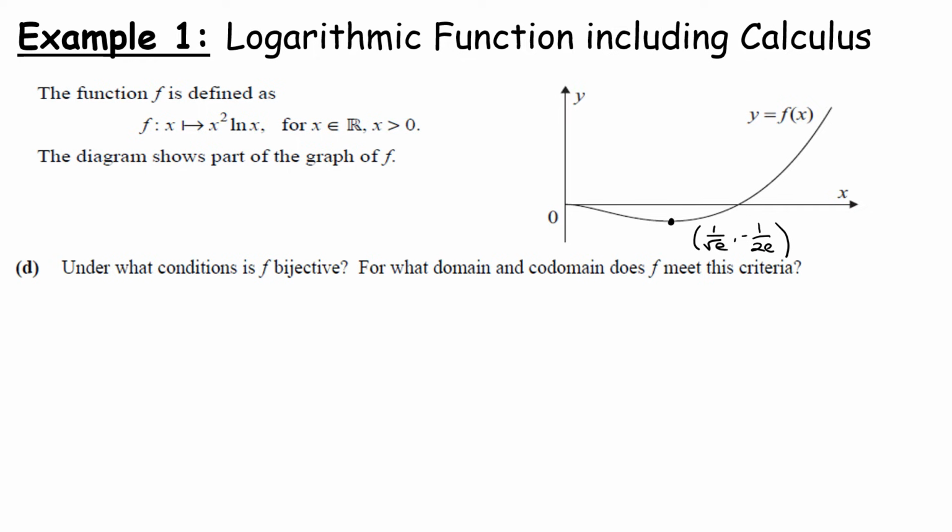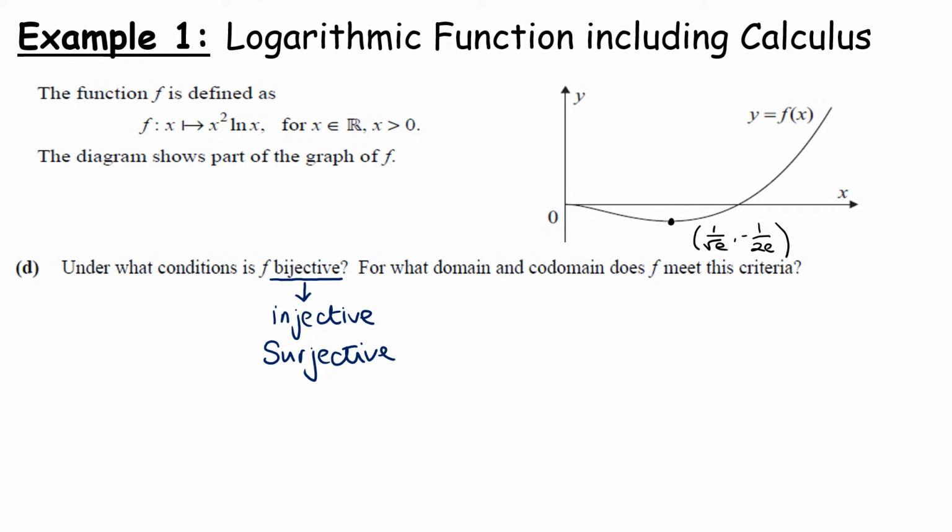So part D asks, under what conditions is f bijective? So what they're really asking is, for what domain and codomain does f meet this criteria? So first thing we're going to do is break down the idea of bijective. So bijective means it's both injective, which we already answered in part A that it wasn't, and surjective. Now what surjective means is all the possible y values are being used. So what we want to do is limit the codomain so that only the y values we're using are allowed to be used, and that allows us to have the codomain equal to the range, and then it is surjective.